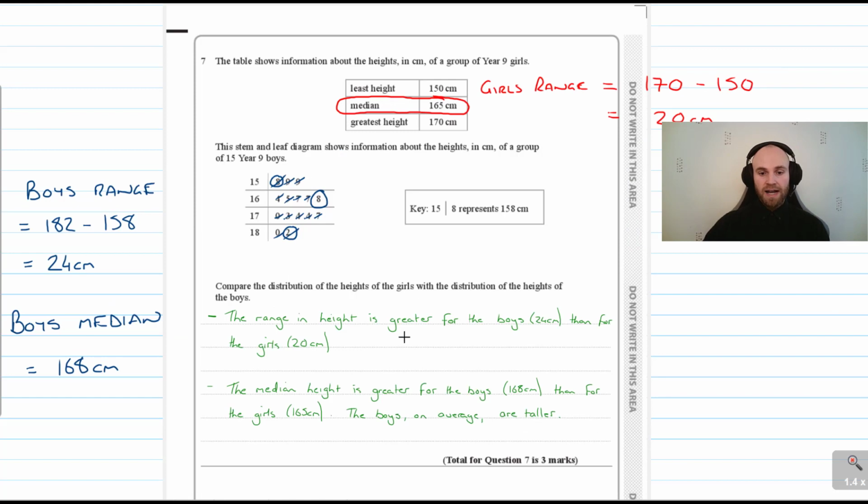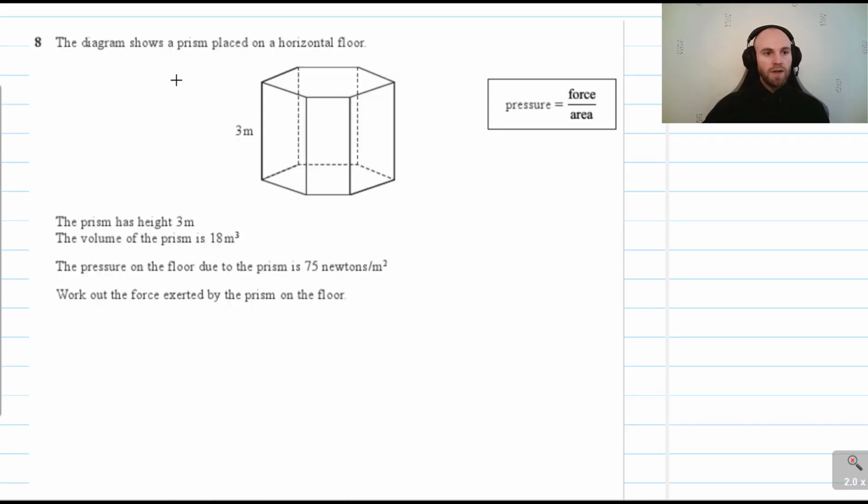So we are going to write something like this. The range in height is greater for the boys, which is 24 centimeters, than for the girls, which is 20 centimeters. And also we're going to comment on the median. So the median height is greater for the boys, which is 168 centimeters, than for the girls at 165 centimeters. And if you want, you could add a little comment just to say, well, so therefore the boys on average are taller.